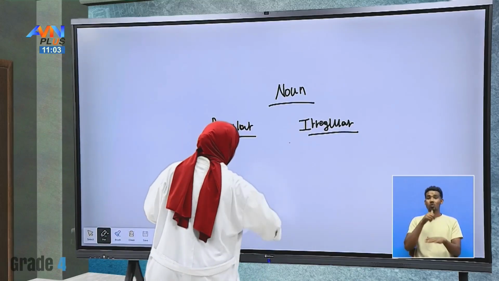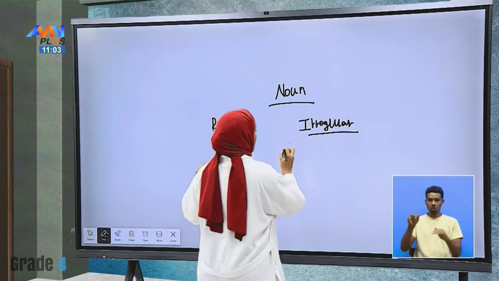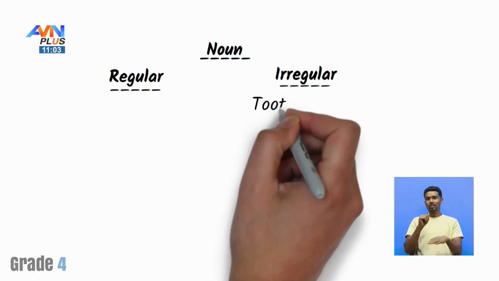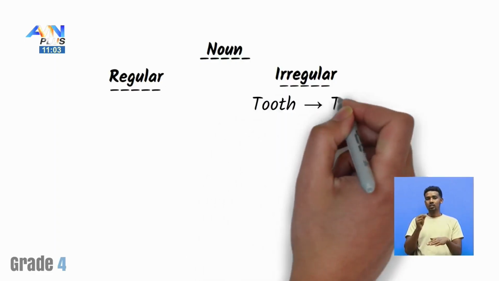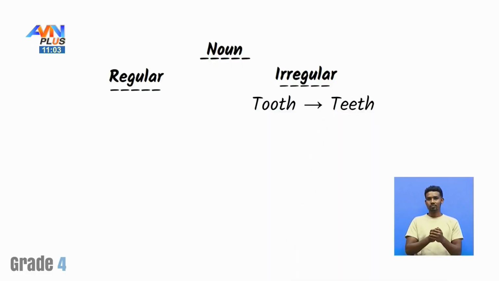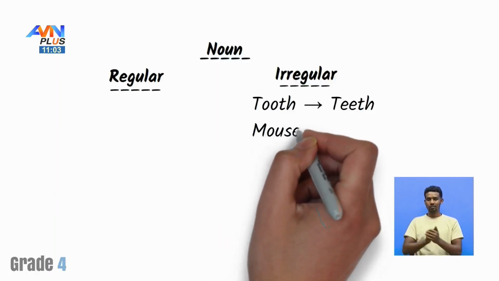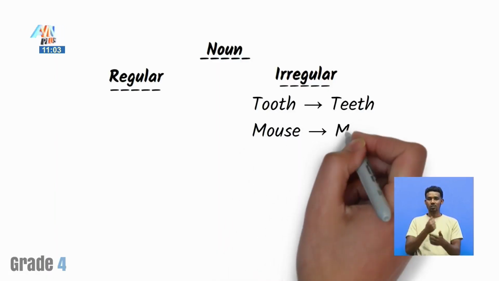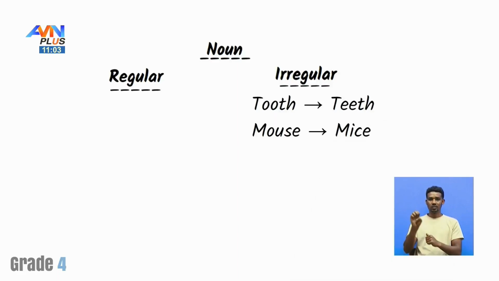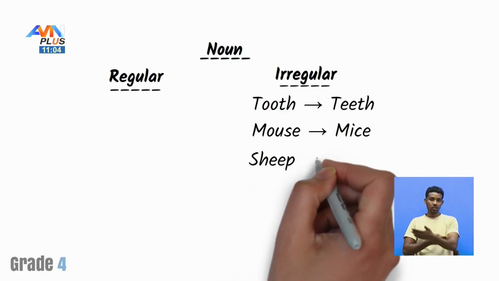The next one is irregular method, by changing the whole word, sometimes not at all. For example, we can mention some examples here. For example, toe becomes teeth. Here is mouse. Mouse has become mice. Here is sheep. We are not changing at all. Sheep has become sheep.